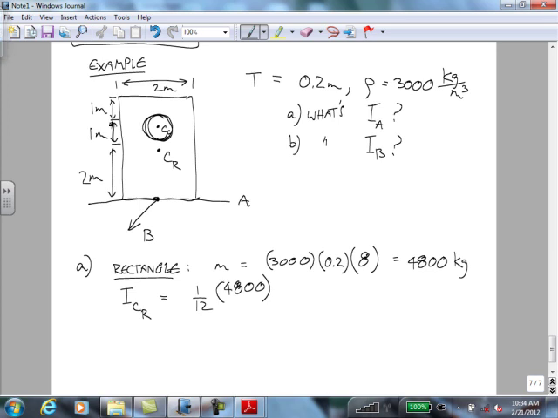It's this length. We're thinking about an axis going through like this, right? So the thing that matters is how far the mass is distributed from that line. And what matters in that case is the 4 here. It's the whole length, because of the parallel axis.